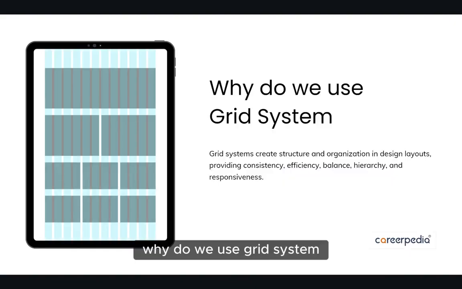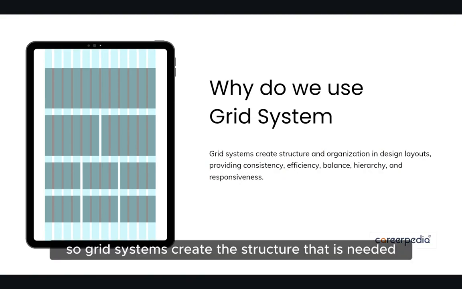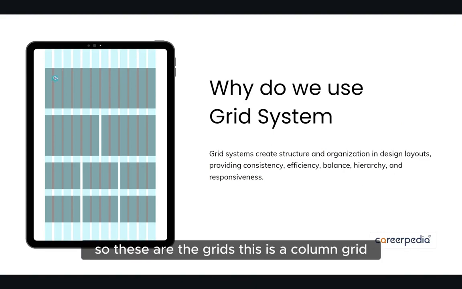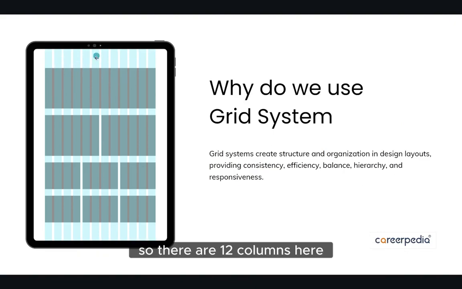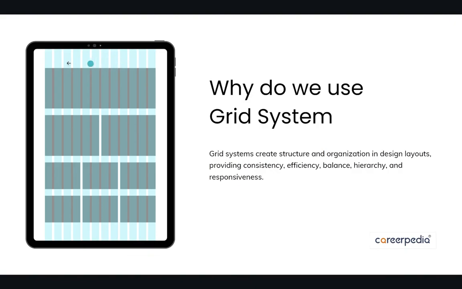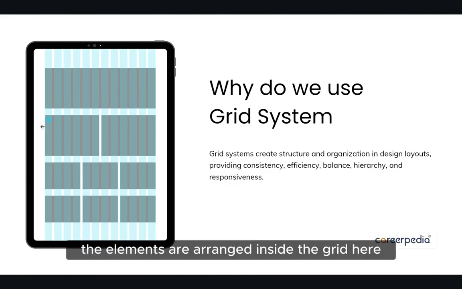Why do we use a grid system? So grid systems create the structure that is needed. So these are the grids. This is a column grid. There are 12 columns here: 1, 2, 3, 4, 5, 6, 7, 8, 9, 10, 11, 12. So you can see the elements are arranged inside the grid here.